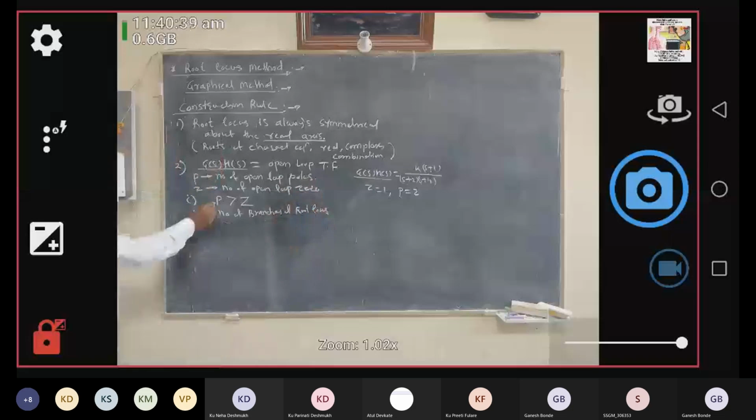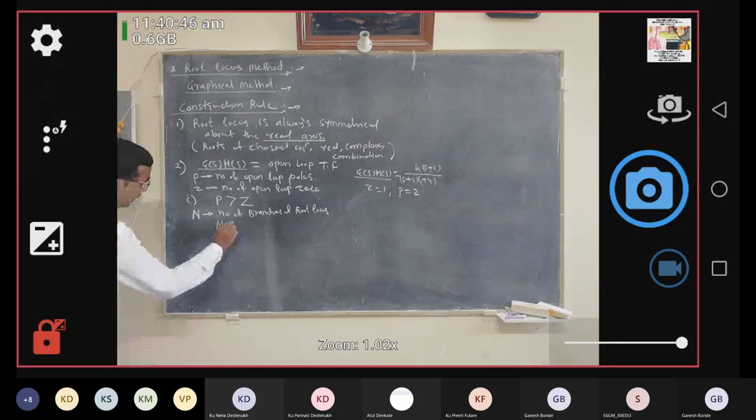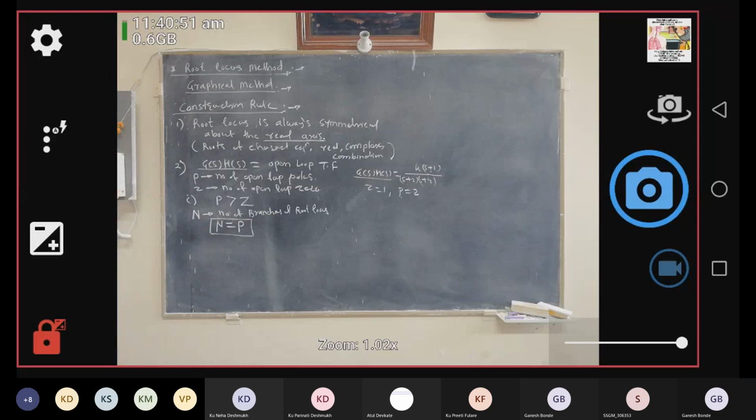Okay, so when P is greater than Z, what is the value of N in this case? In this case, N is equal to the number of open loop poles of your transfer function. So N is equal to P when P is greater than Z. Always remember that root locus always originates at open loop poles and terminates at open loop zeros if present. If zeros are not present, then it may terminate at infinity.